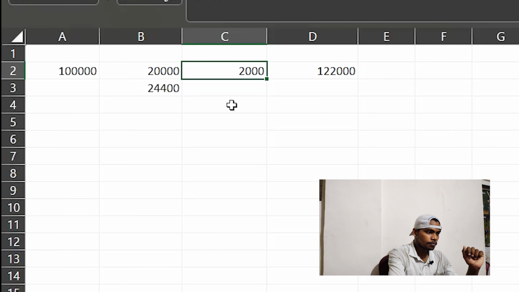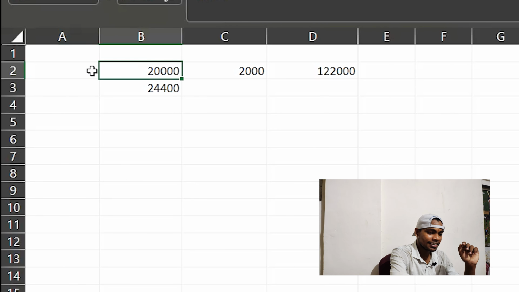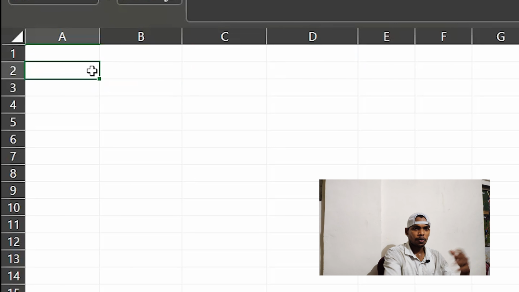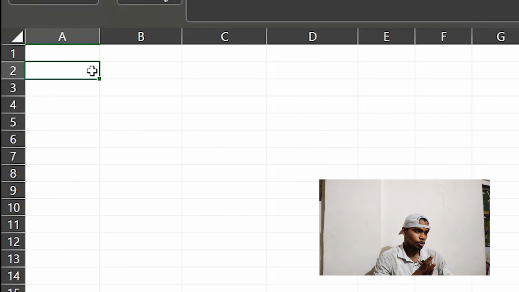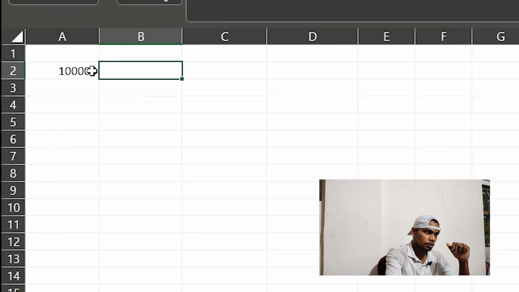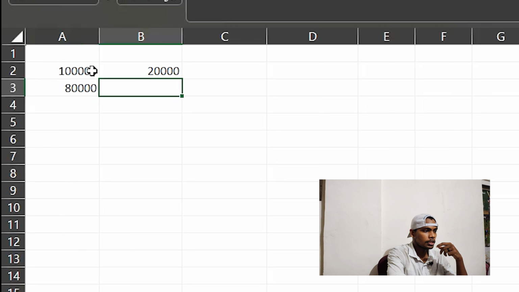So the last one, not the last one, the last one is mine. Okay. The reduced total equity model combines both the core equity model estimation and the total equity model estimation. Let's see how this goes. Okay. We start with the 1 lakh capital, 20% position sizing. Okay. For the next trade, out of 80,000, we have 16,000.